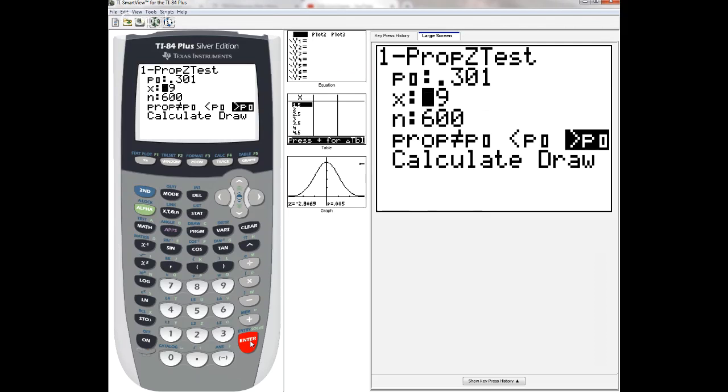Okay. 0.301, that's the same, right? That's your hypothesized proportion. We had 68 expenses that had a leading 1 out of a random sample of 300.